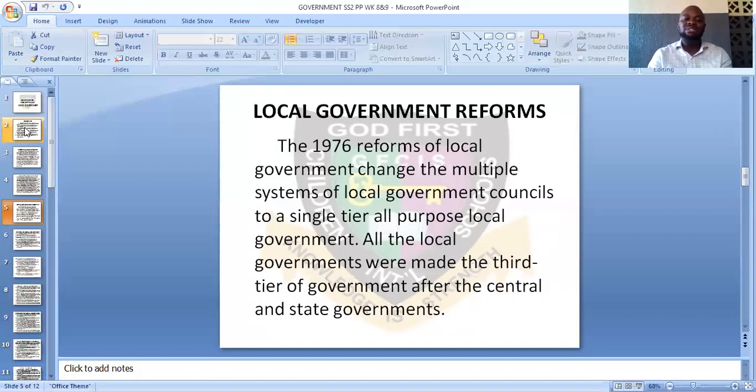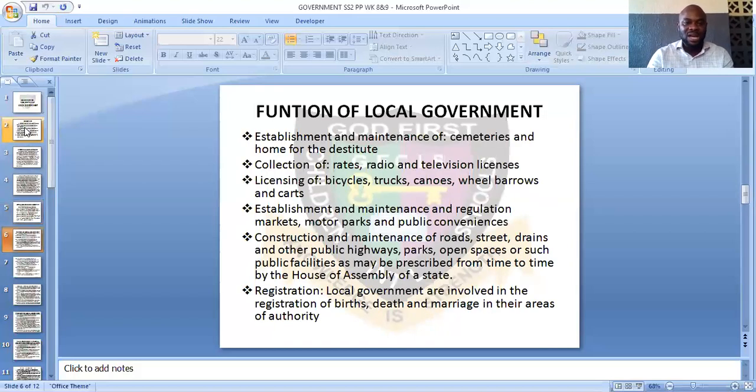So before 1976, there was nothing like three tiers of government. It was either one tier of government or two tiers of government, and some, at the local level, had two tiers of local government and some had three tiers. But as at the 1976 reform, local government was later accepted to be the third tier of government. Now, what are the functions of local government?